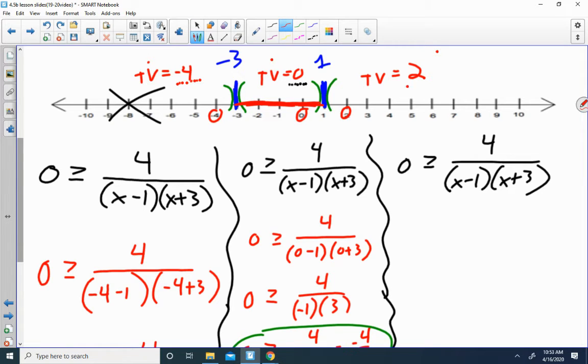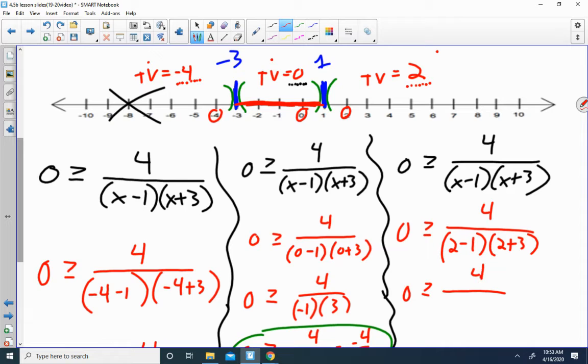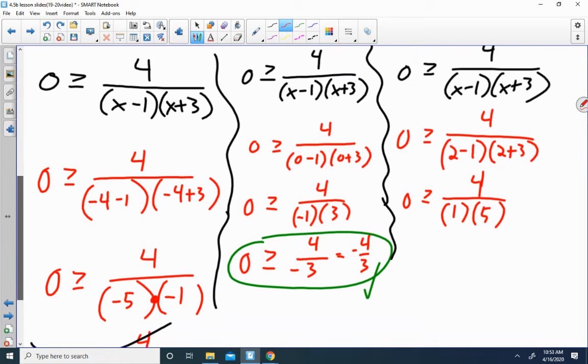I'm going to plug in 2 to see what happens. So 4, and then I'm going to have 2 minus 1, 2 plus 3, 0 greater than or equal to 4, and then 2 minus 1 is 1, 2 minus 3 is 5, and simplify that, that's going to give me 0 greater than or equal to 4/5. And 0 cannot be bigger than a positive number, so that one is a flop.